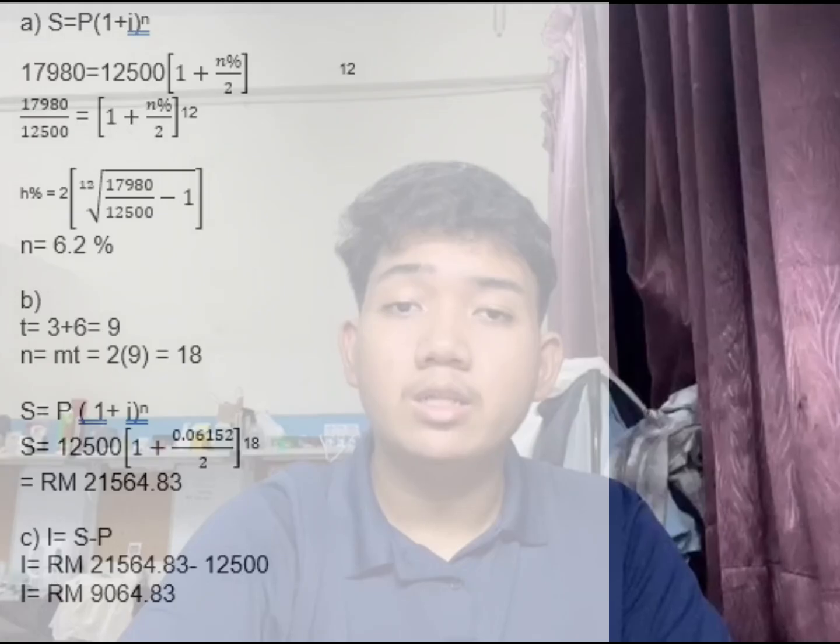The second question: if the savings continue for another 3 years, find the total amount accumulated. We will get a new value of t, which is 3 plus 6 equal to 9. The new n is 2 times 9 equal to 18. The formula that we use is the same. S equals P times (1 + i) to the power of n. Next, S equals 12,500 times (1 + 0.06152 divided by 2) to the power of 18. And we get the final answer, RM 21,564.83.